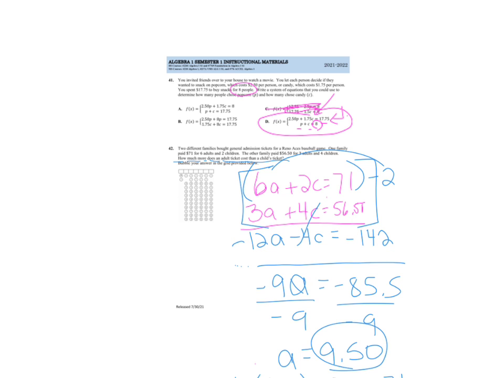But what is the difference between these two? Well, an adult's $2.50 more. So I'm going to come in here and I'm going to do $2.50. So it's positive $2.50. Okay, next page.